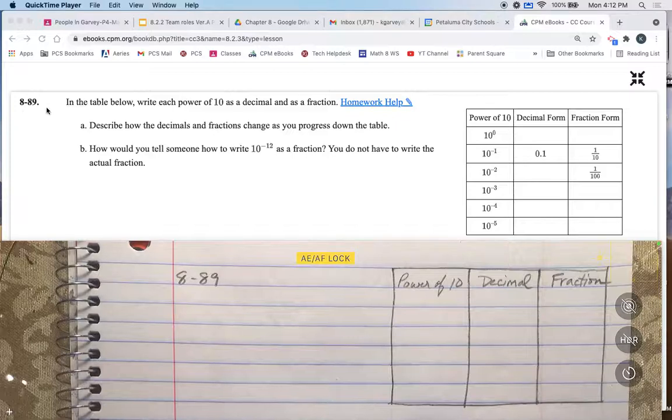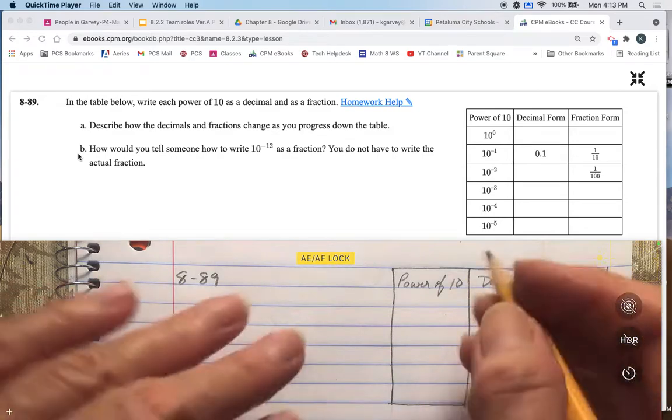Problem 8-89, and it starts out with, in the table below, write each power of 10 as a decimal and as a fraction. So this is the table they're talking about. So why don't we fill out that first, and then we can work on the questions for A and B.